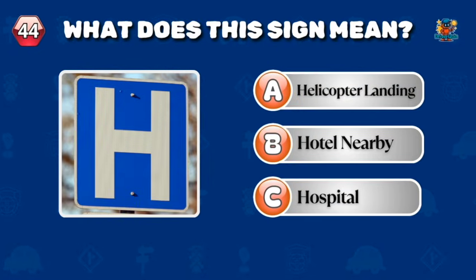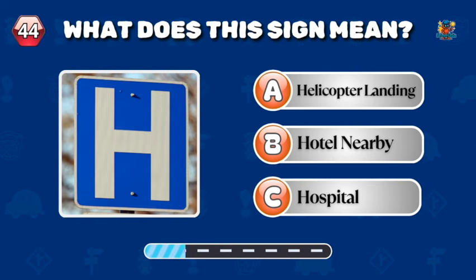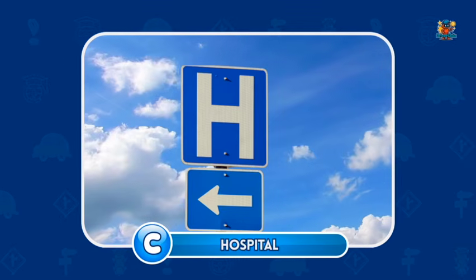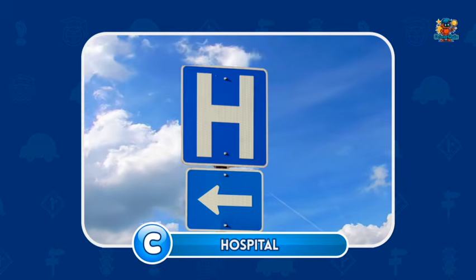Question 44. A. Helicopter landing. B. Hotel nearby. C. Hospital. Hospital. This sign shows a nearby hospital. Be ready to yield to emergency vehicles.